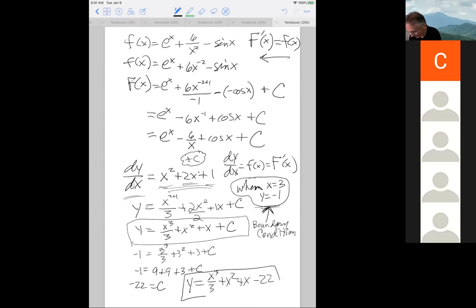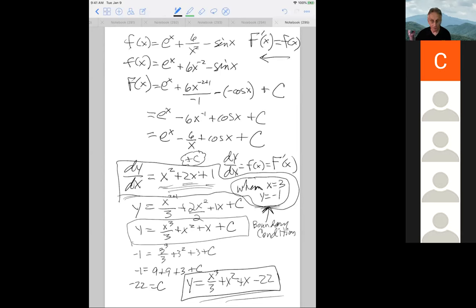Okay? That is the solution to this problem. If you're given a differential equation with a boundary condition, then the final answer is going to be, there's no C in that answer. You got the particular solution for that moment, okay?